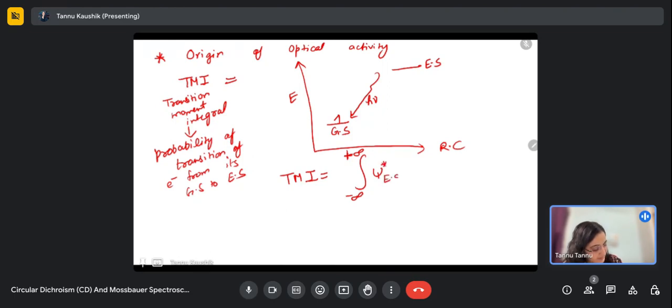So it is defined by this transition moment integral, and this operator is basically the perturbation we will be introducing here, which is the dipole moment operator, the change we will be inducing.